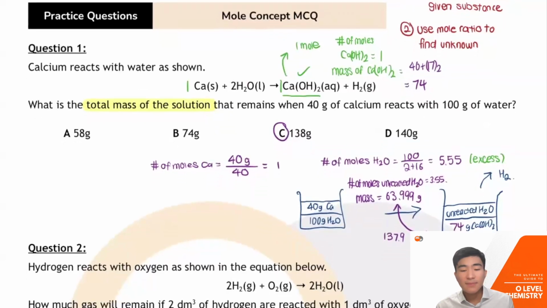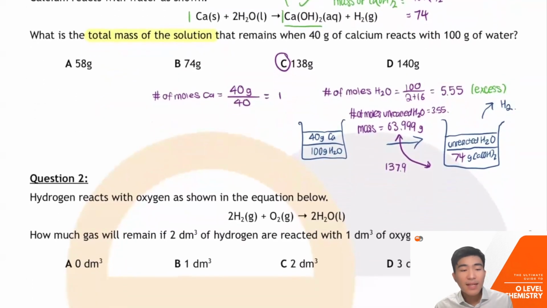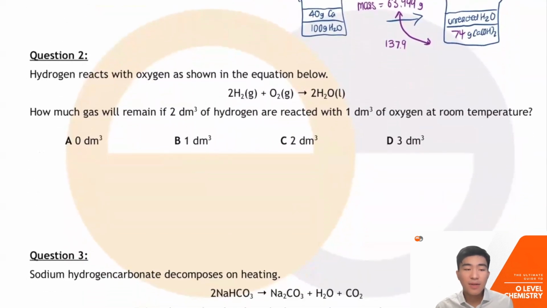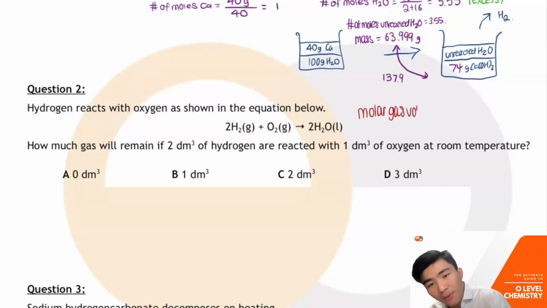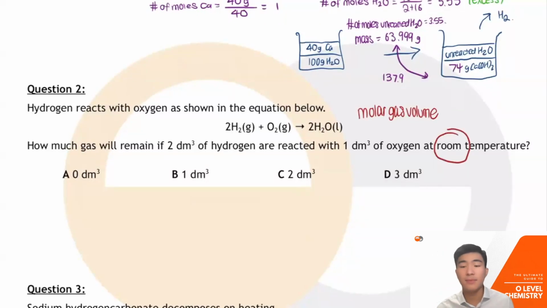Okay, with that, let's go on to question number 2. Hydrogen reacts with oxygen in the equation shown below. How much gas will remain when 2 dm³ of hydrogen is reacted with 1 dm³ of oxygen at room temperature? Molar gas volume is where 1 mole of any gas occupies 24 dm³ of volume at room temperature.